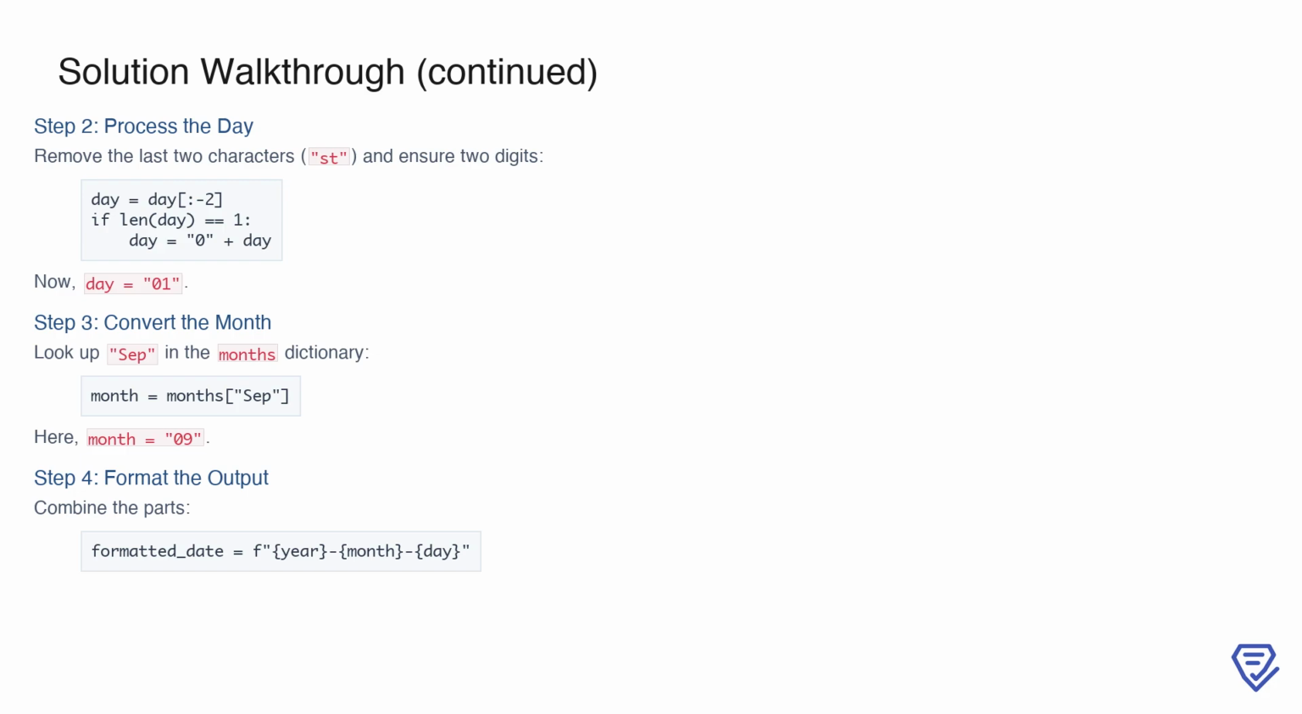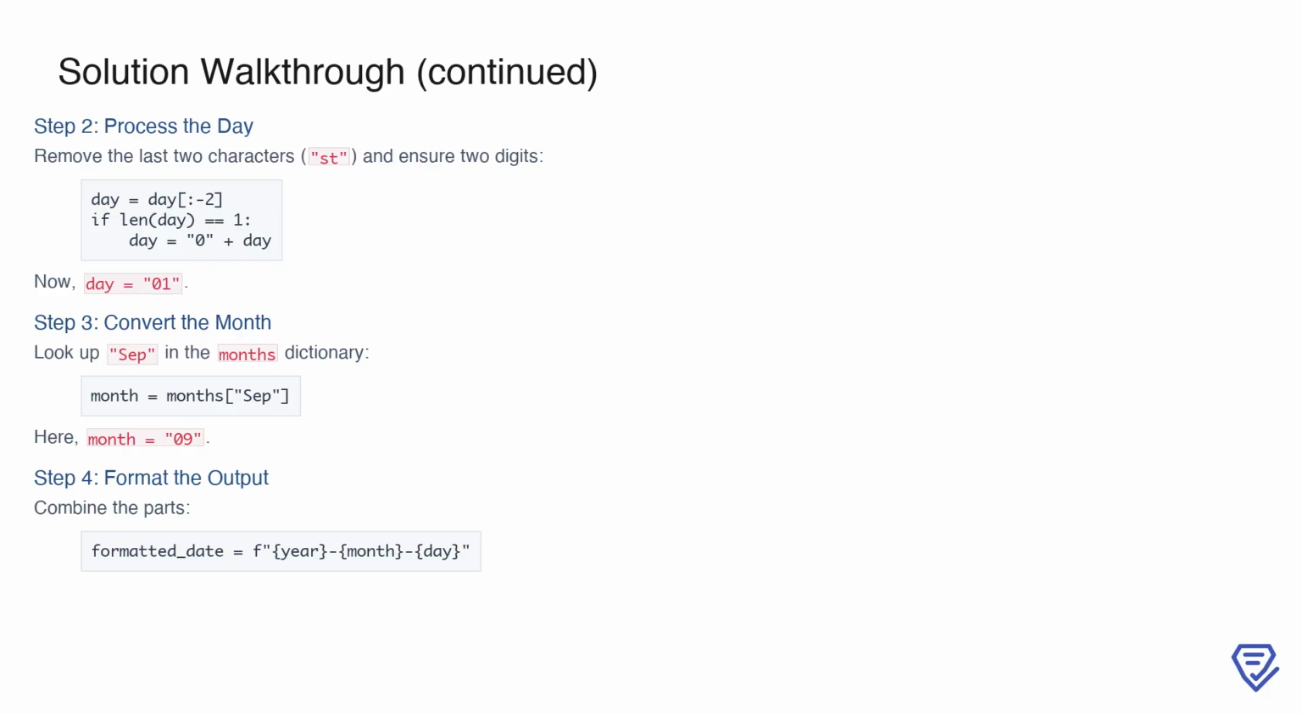This gives us day as 1st, month as Sep, and year as 2020. Processing the day involves removing the ordinal suffix, which is "st", by slicing off the last two characters. This leaves us with 1. Since the day must be 2 digits, we check its length and prepend a 0 if necessary. Here, the day becomes 01.